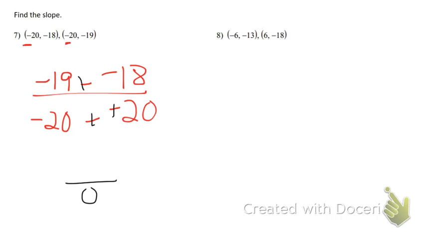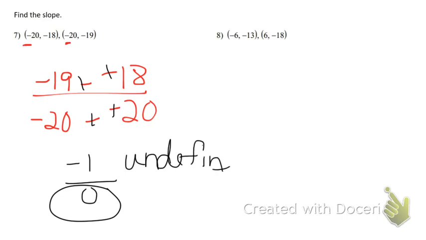Now I can do the math of the numerator and get negative 1, but it totally doesn't matter, because once I have a 0 on the bottom, I know this is undefined. If the 0 had been on top, we'd say the answer is 0.